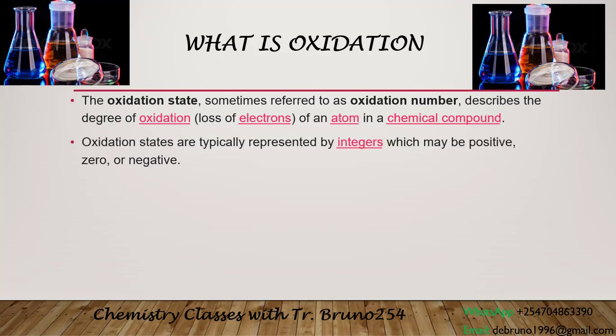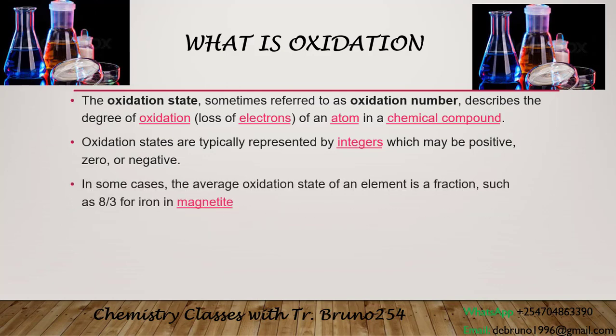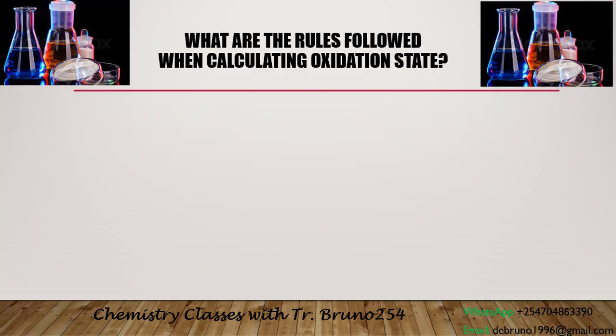Oxidation state, therefore, is represented as an integer, which means it can be positive, negative, or even zero. But in some cases, you can get an average oxidation state of an element as a fraction. For instance, we have the oxidation state of iron in magnetite, shown in the given formula, represented as 8/3. But what are the rules that we need to follow in calculating oxidation states?